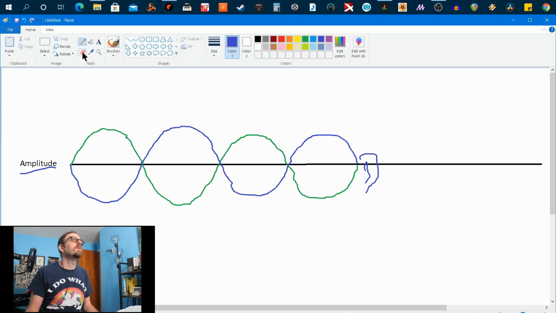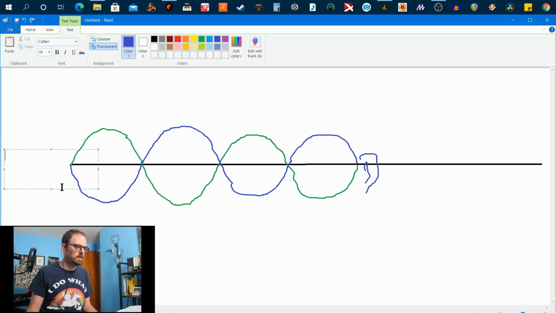But if we change how we talk about that, instead of calling it amplitude, let's erase this. If we call it something a little bit different, I think it becomes a little bit clearer to understand, at least it became clearer for me. So instead of amplitude, now we're going to call it speaker movement direction.